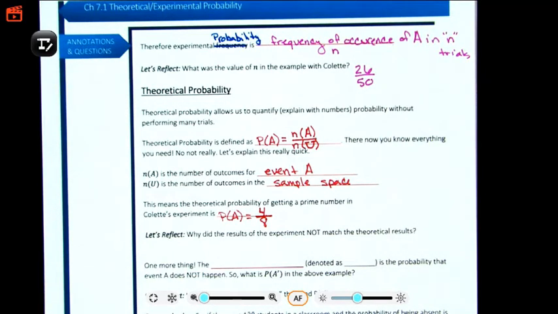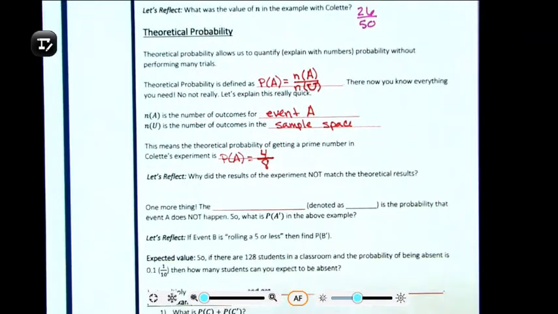Why did the results in the experiment not match the theoretical results? I don't want to write this right now. I think this is a question that you should think about and ask. Why did the results of the experiment not match the theoretical results? So I'm going to leave that for you to reflect on. And this would be something fantastic that we can talk about in class when you come back.